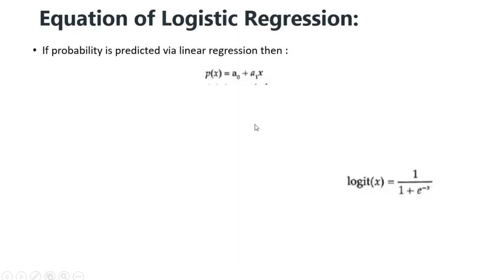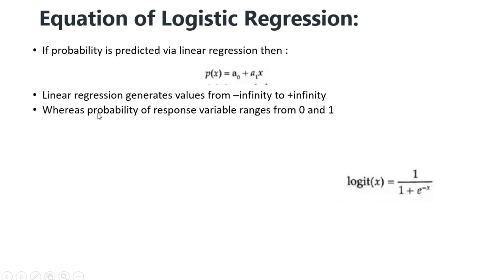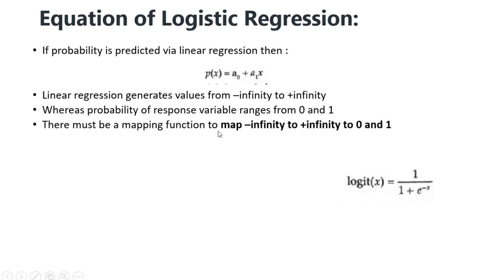So let's now look into the equations of logistic regression. If the probability is predicted via linear regression, this is our linear regression model where p of x is equal to a0 plus a1x. We know that linear regression will generate values from minus infinity to plus infinity. Now we have to map this, right? We have to map minus infinity to plus infinity to the probability range of 0 to 1. So there is a mapping done here. We are using a mapping function to map minus infinity to plus infinity to 0 and 1.